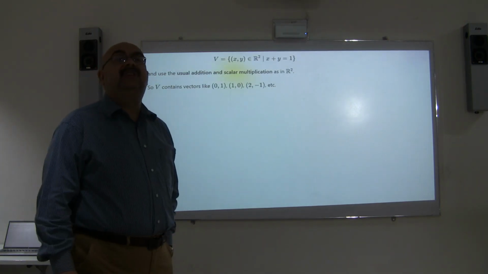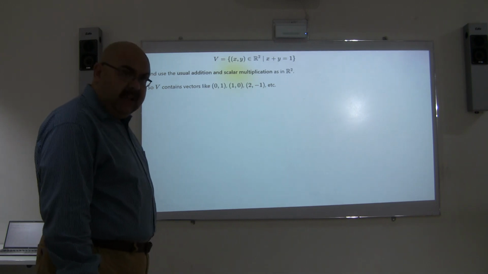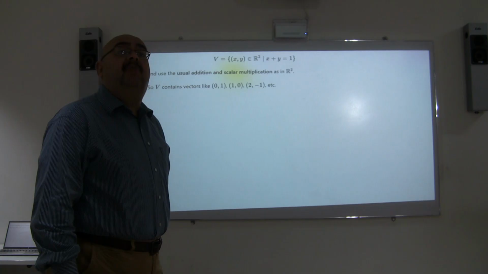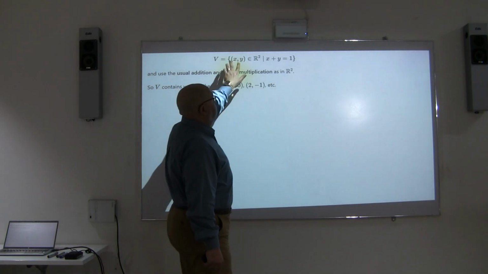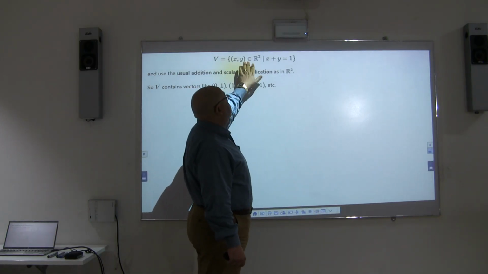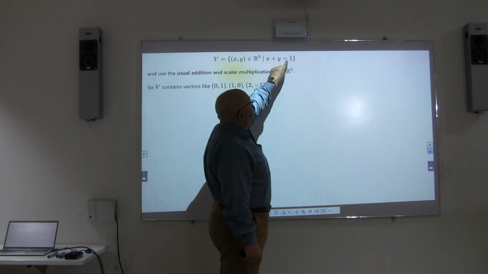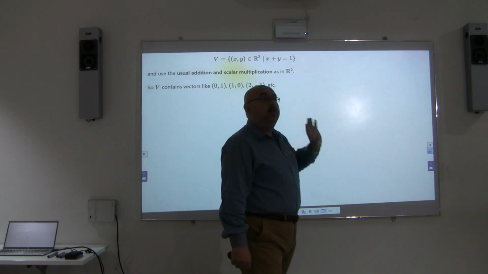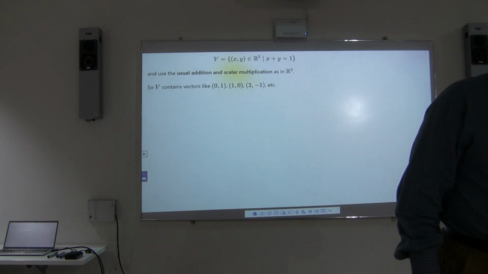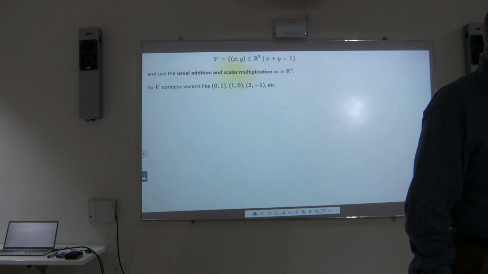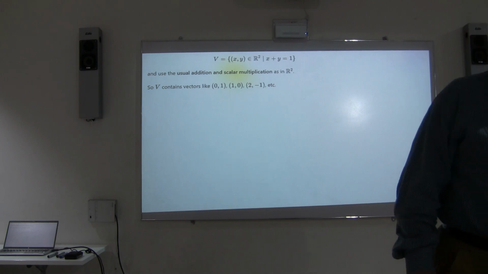Okay, let's go to the second example. The second example is the set of vectors under a condition. It is the set of vectors (x, y), where both x and y belong to R, but satisfying the condition that x plus y should equal positive 1. So I'm talking about the set of vectors which have how many coordinates? 2 coordinates. Once you add these 2 coordinates together, the result will be positive 1. It's like (-4, 5).